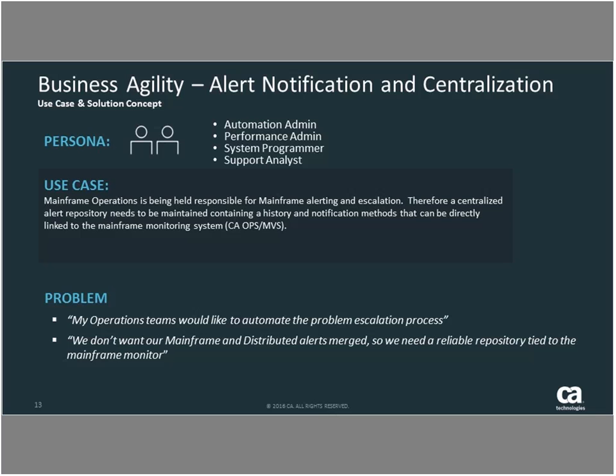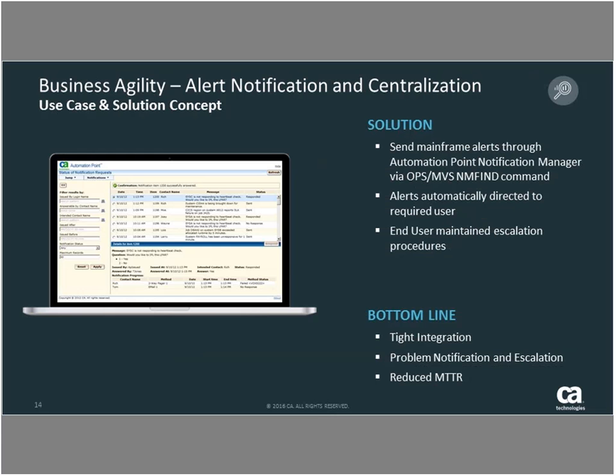Let's see. So that's our centralized alerting, and because of the integration piece with the NM find, this is kind of an easy integration. All you have to do is go through and have your rules do an NM find, you tell it what you want, and then as the contacts change or how they're notified changes, they change right in Automation Point rather than going through and changing all the automation rules itself.